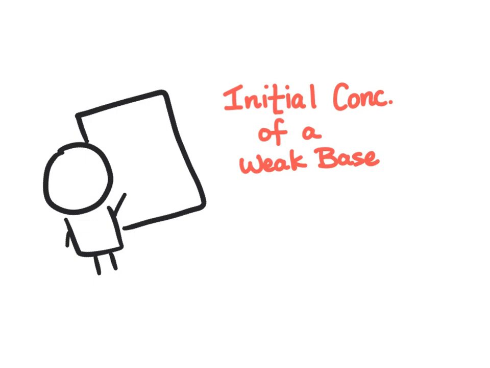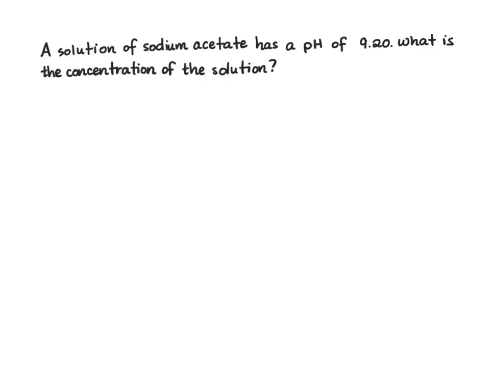In this video, we're going to look at determining the initial concentration of a weak base if we know the pH of that solution. So a typical question you might see is, a solution of sodium acetate has a pH of 9.2. What is the concentration of the solution?